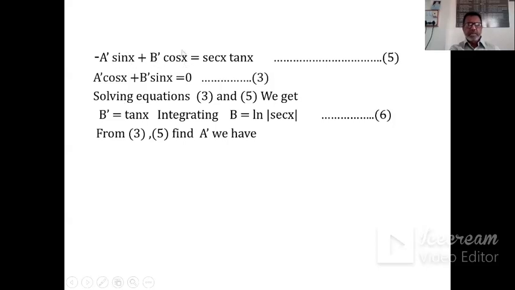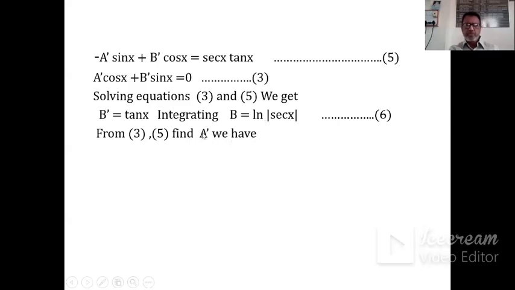What happens if we multiply by cos x? This becomes B dash cos square x. For sin x, this cos, this sin becomes 0. This gives B dash cos square x plus B dash sin square x. Take B dash common. Cos square x plus sin square x is 1, which means the left hand side is B dash. Sec x means 1 upon cos x, and we multiply this equation by cos x. This gets cancelled. Only tan x remains on the right hand side, so we obtain B dash is equal to tan x, and therefore integrating we obtain B is equal to log of absolute value of sec x. We may read it as absolute value of sec x or mod of sec x.